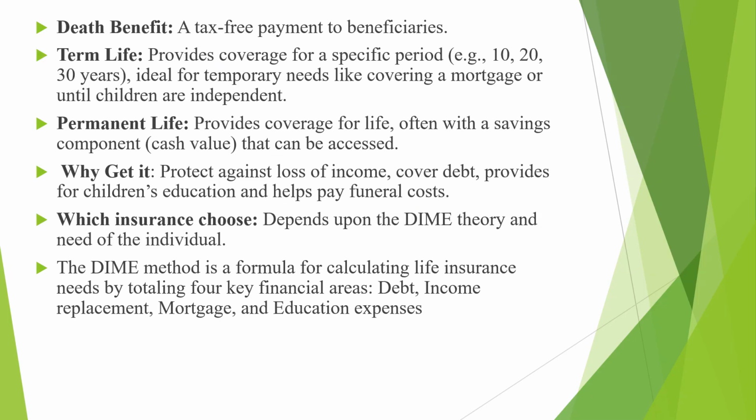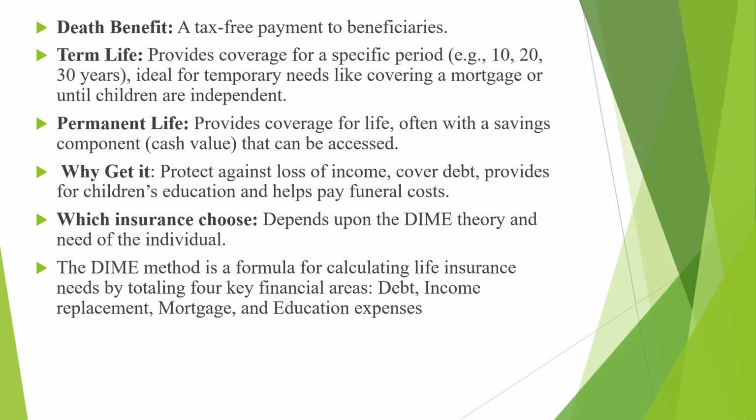So let's talk about some of the benefits. If you have a life insurance and something happens to you, the money is tax free and goes directly to your beneficiaries. Beneficiaries may be your wife, your parents, your kids, or anyone. You can choose your beneficiary. Now let's go into some detail about the types of life insurance. Let's talk about term life insurance.